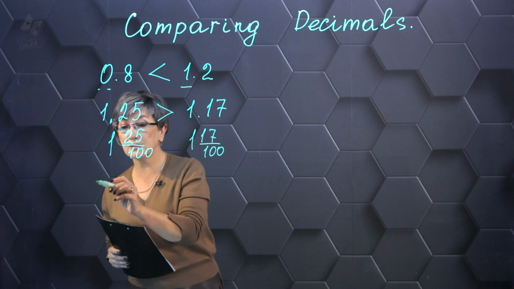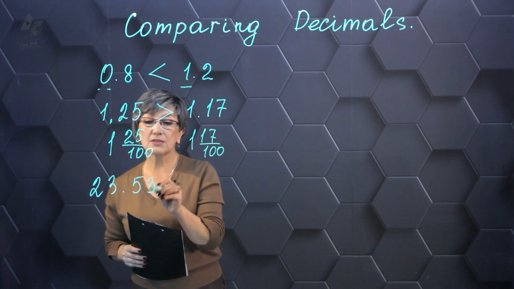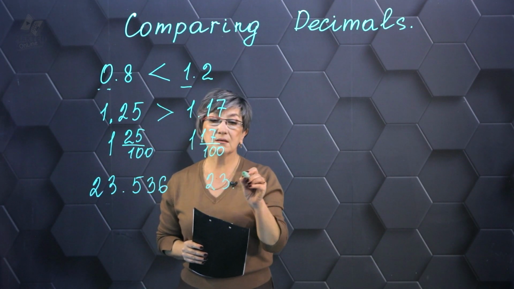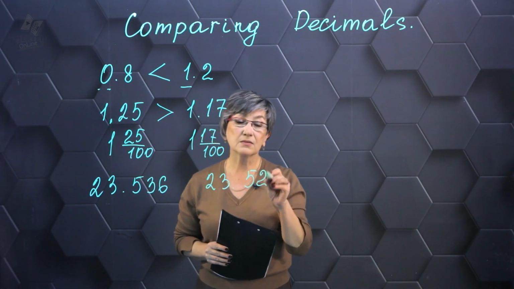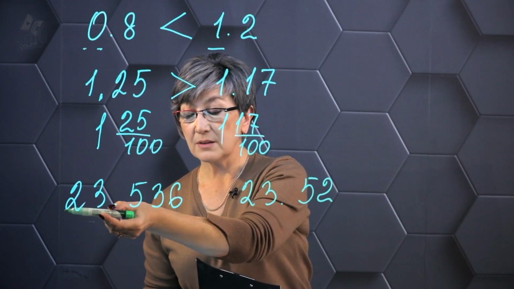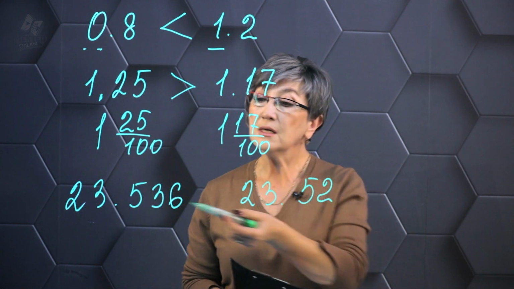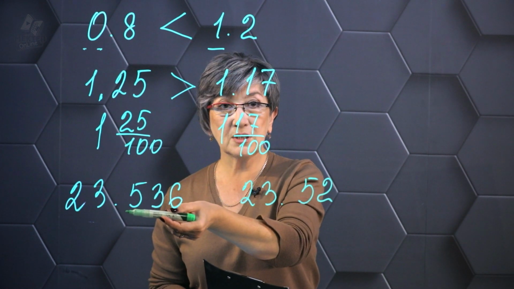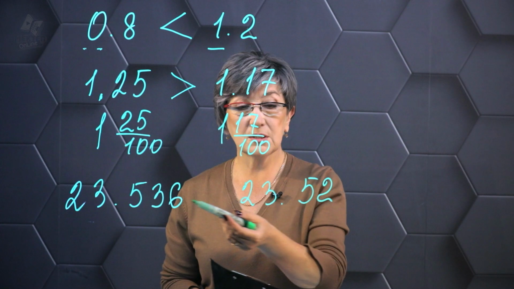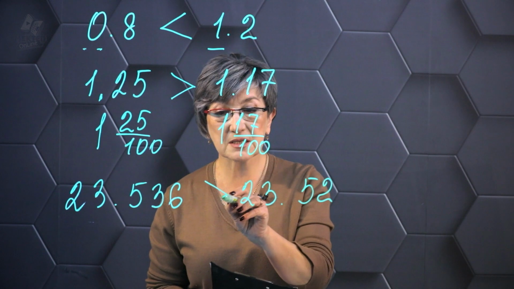Let's look at another example. Let's say we have 23 whole parts, 536 thousandths, and 23 whole and 52 hundredths. Let's try to compare. So let's compare whole parts. 23 whole parts and 23 whole parts. The whole parts are equal. Let's compare the fractional parts. 536 and 52. Of course, you might say that 536 is greater than 52, and this is indeed true, so we can safely put the sign more.